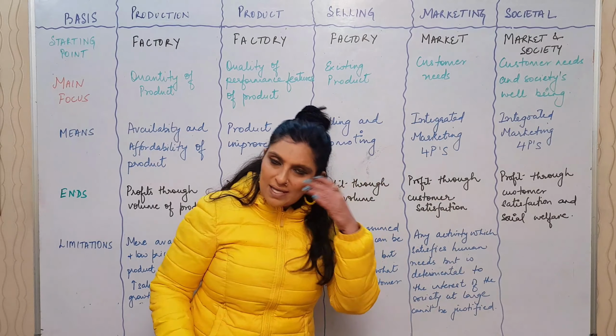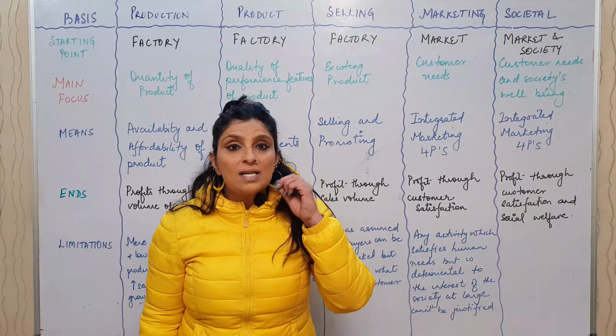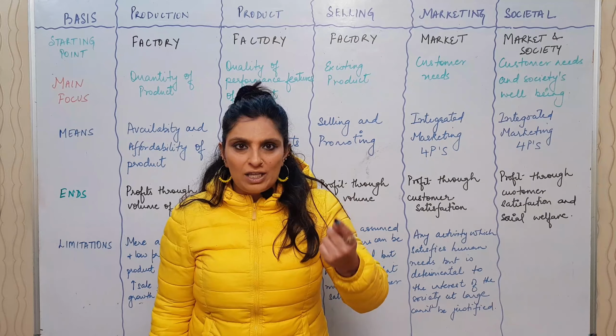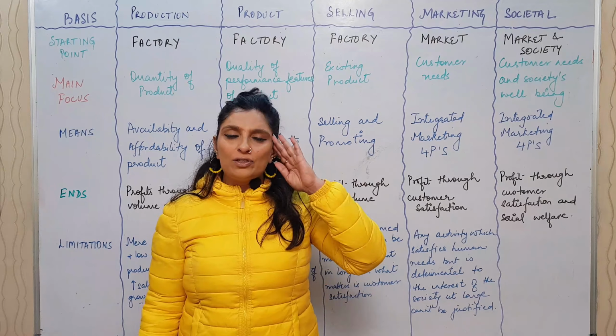So a new concept came into existence because customer had become smarter. They wanted what? Improvement in the quality. They were not concentrating on quantity. They wanted extra features. They wanted something different, prices, just different variety. And that's where we started talking about the product concept. Again, the product concept also starts from the factory, of course, because we're manufacturing the product out there.